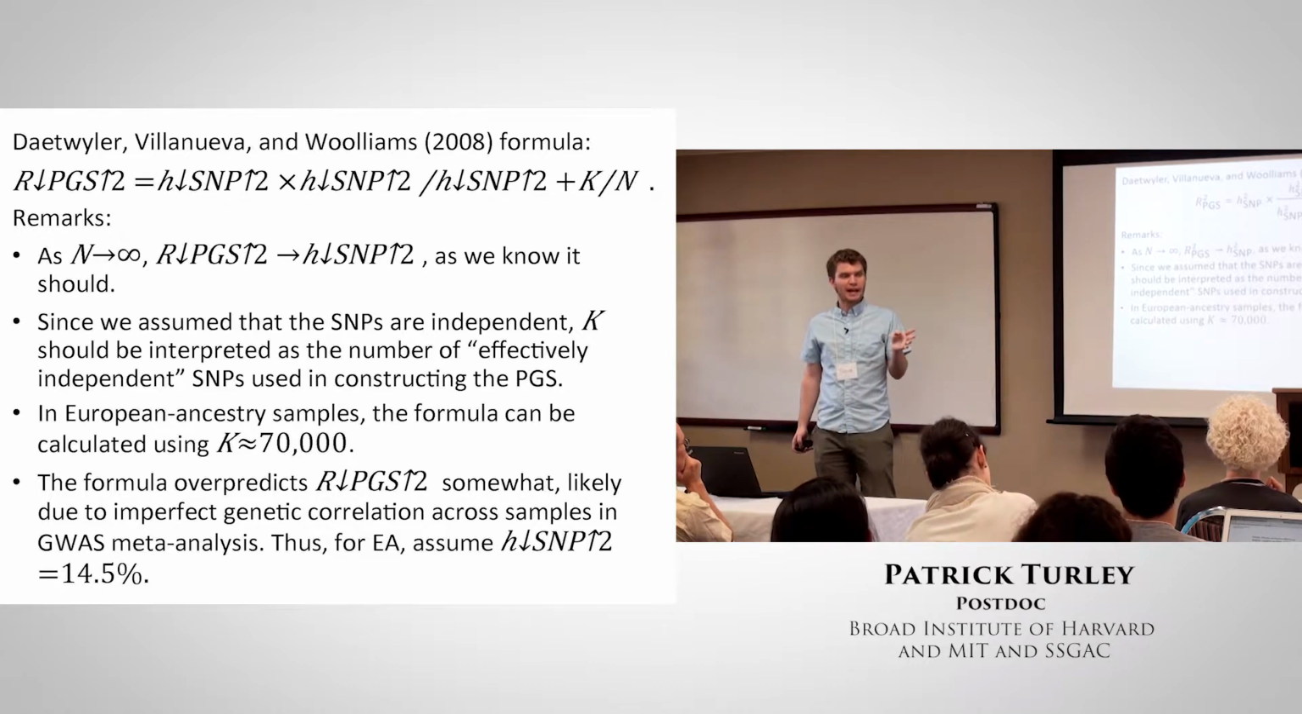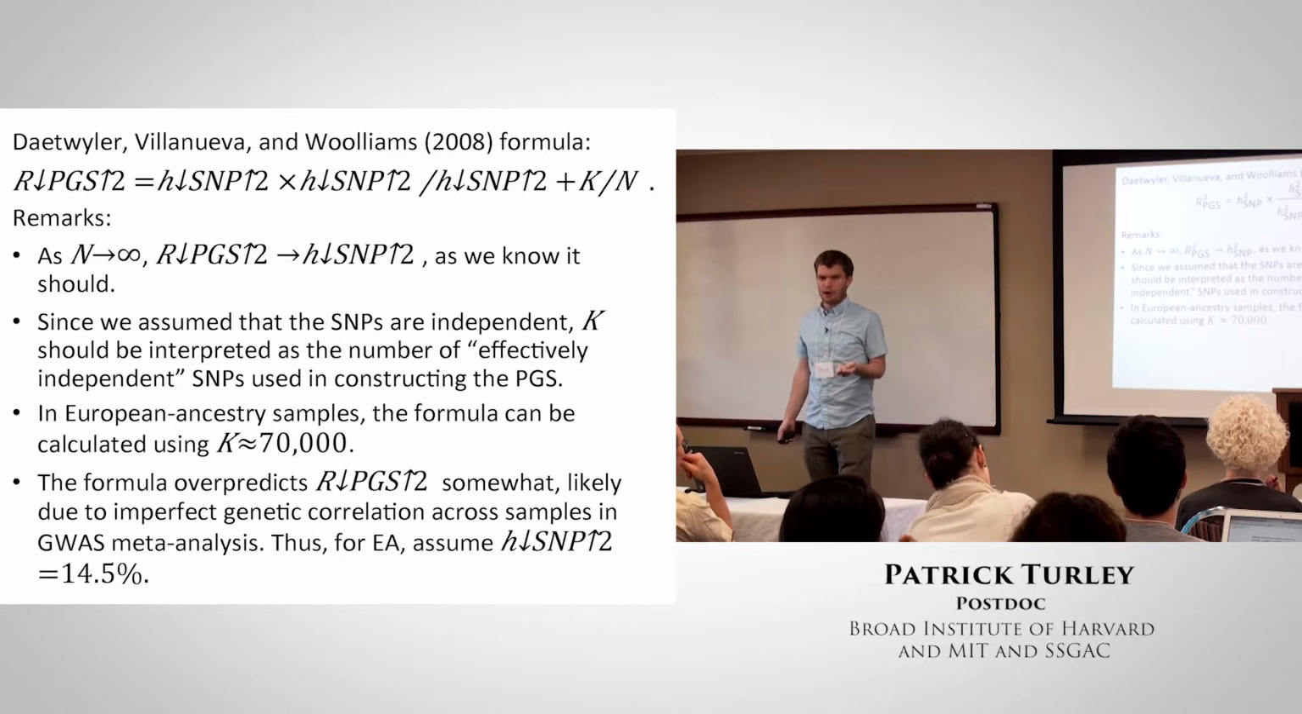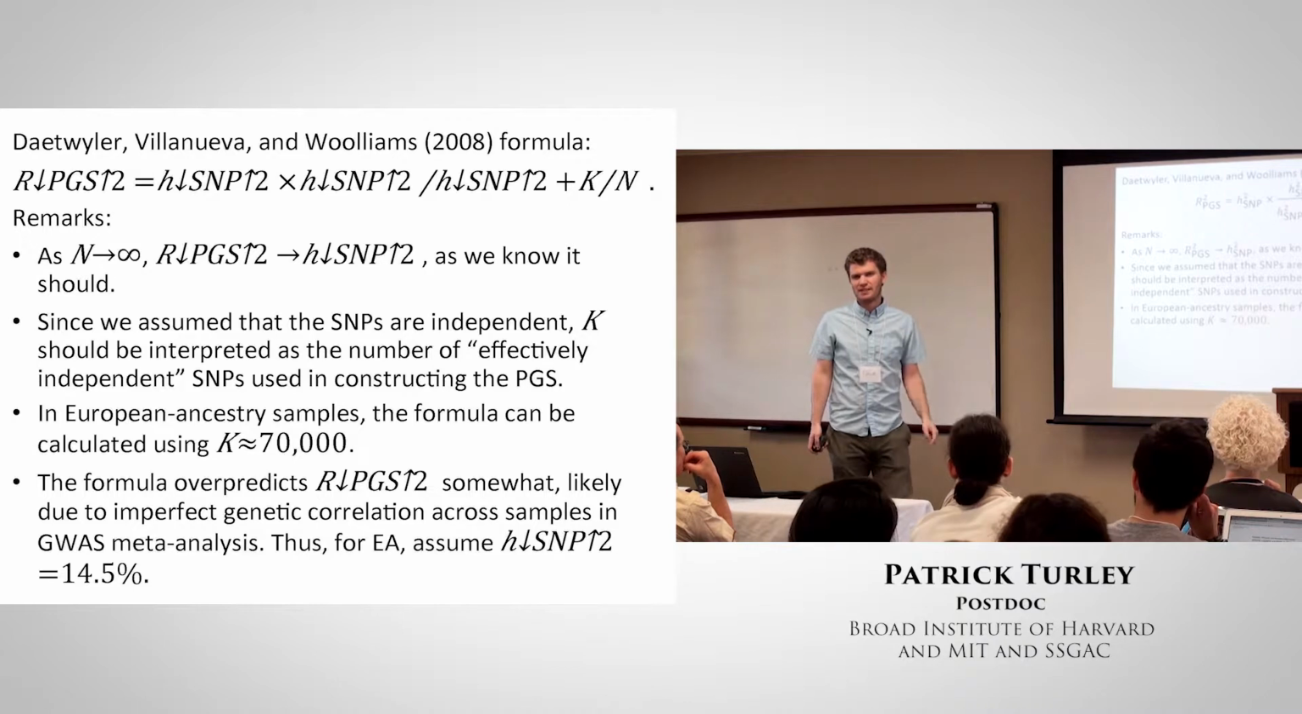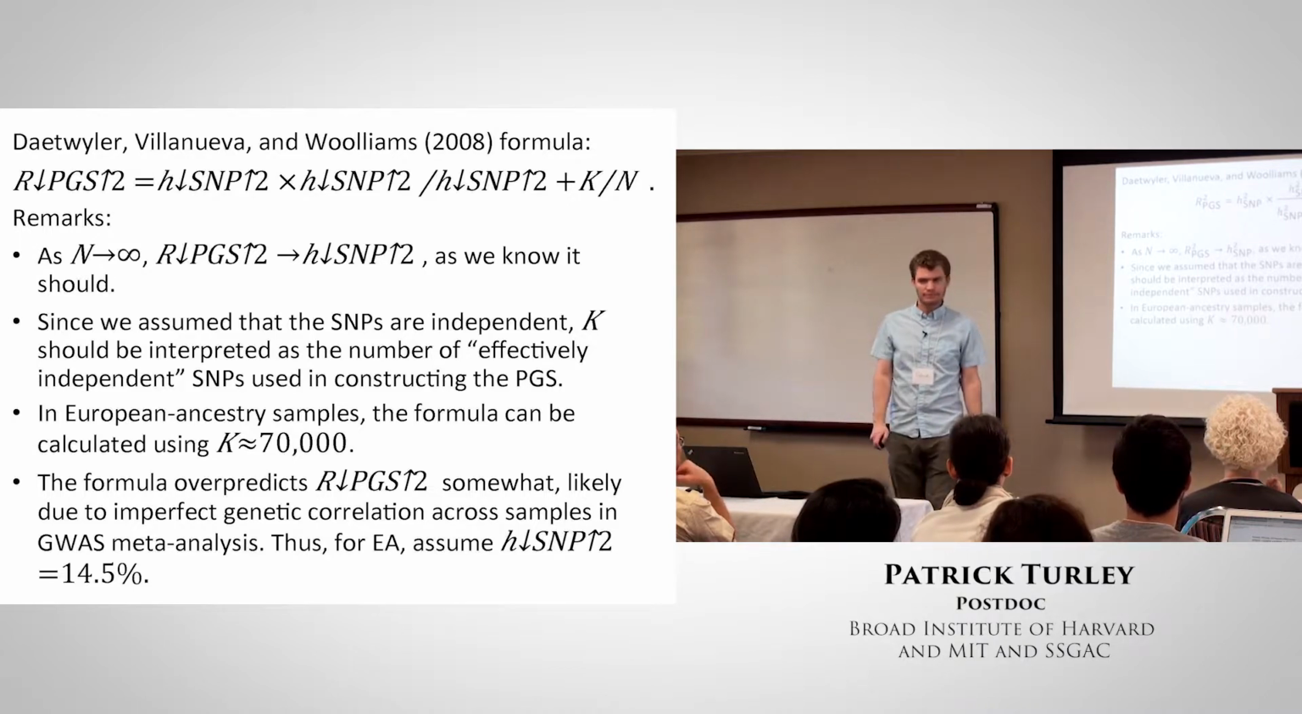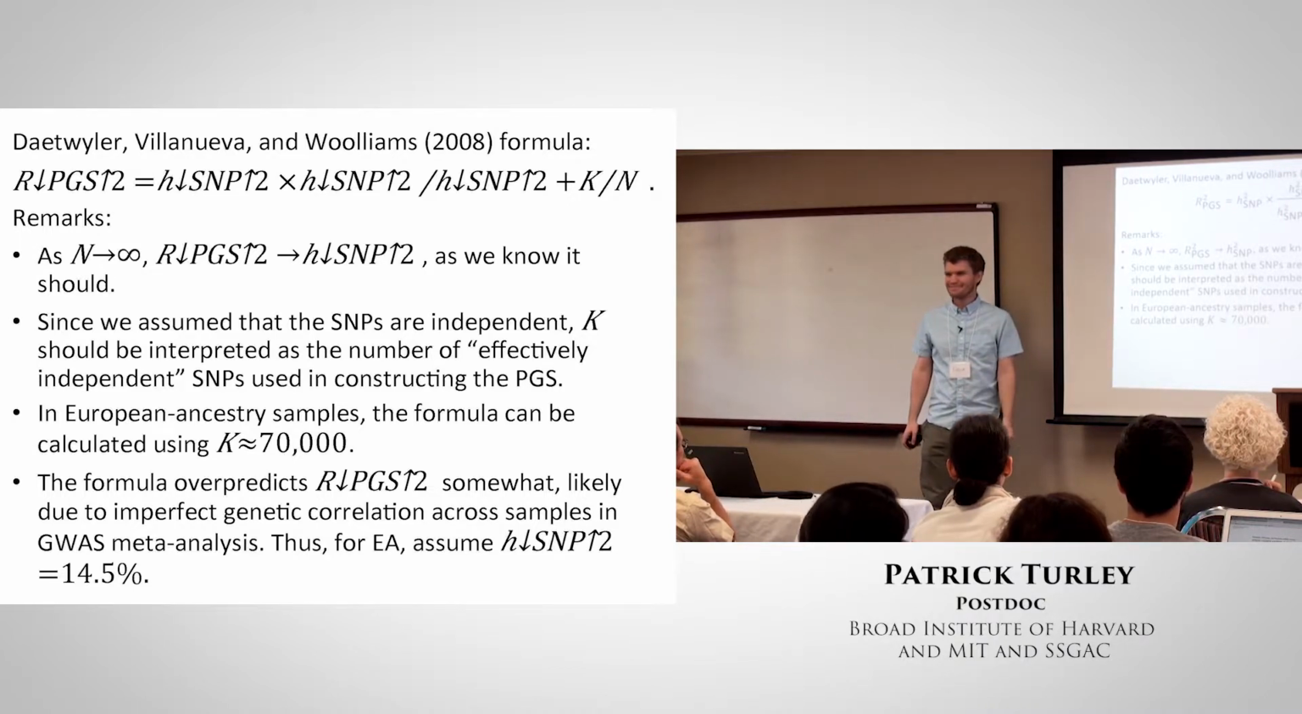So if you're doing your own calculations of what you think the predictive power of your polygenic score is going to be, and you use k of 70,000, that should be about right. For common variants. For common variants, yeah.